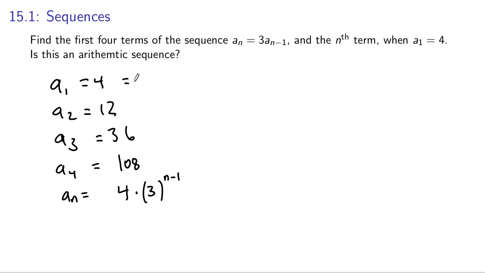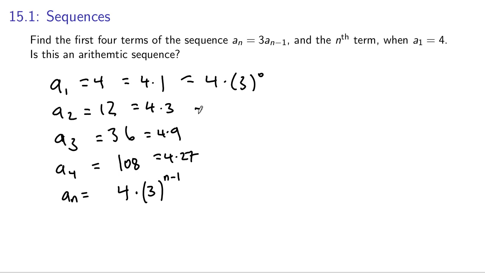So if you think of this, this is 4 times 1, 4 times 3, 4 times 9, 4 times 27, which is equal to 4 times 3 to the 0, 4 times 3 to the first, 4 times 3 squared, and 4 times 3 cubed. So that's where this general pattern comes from.